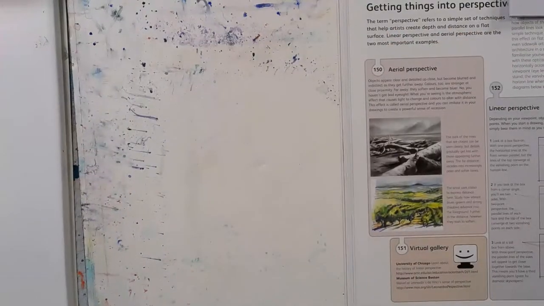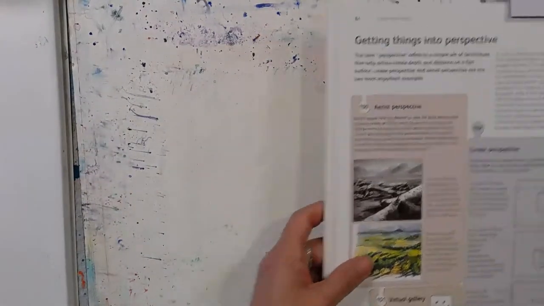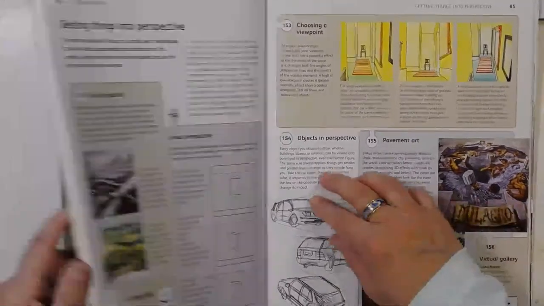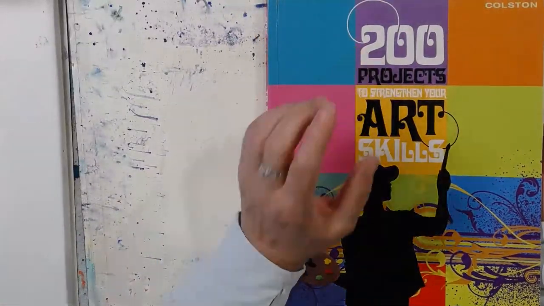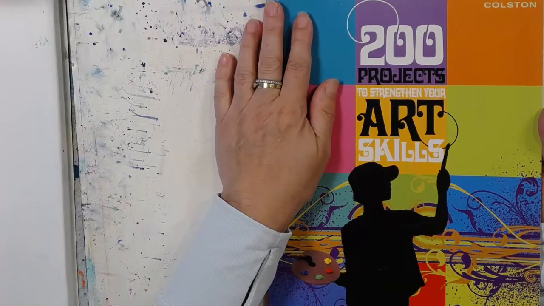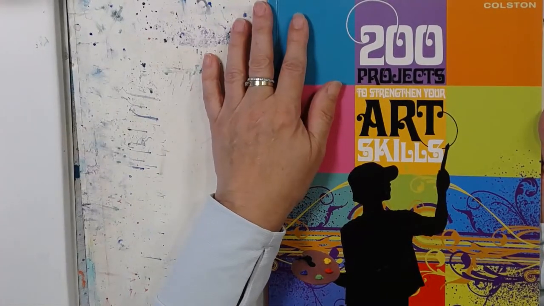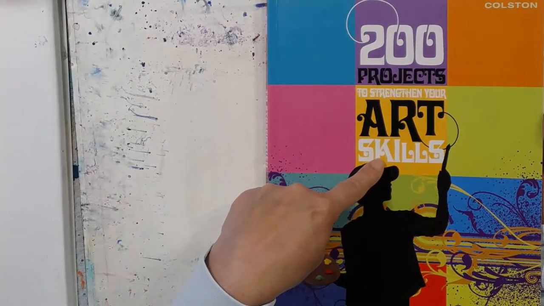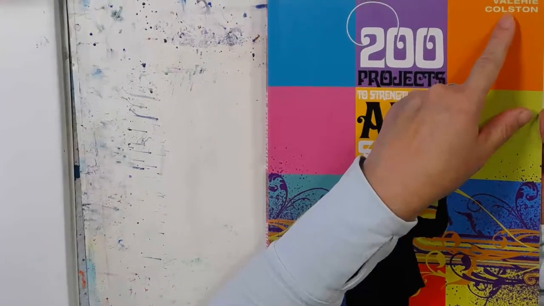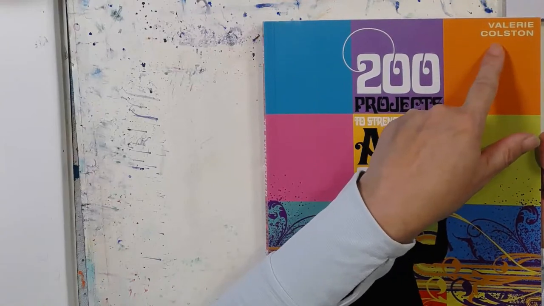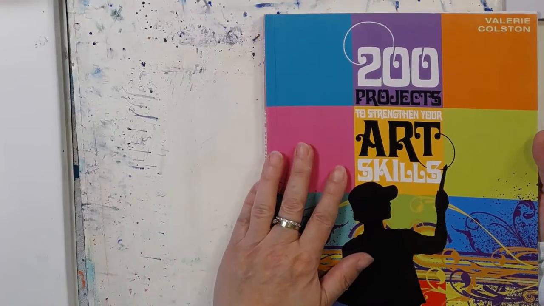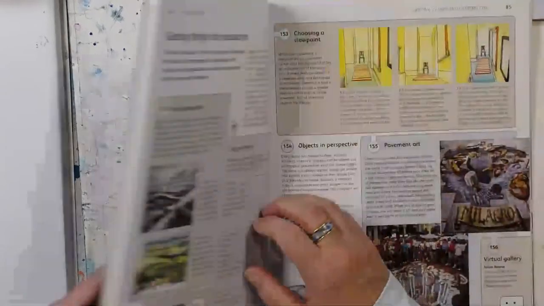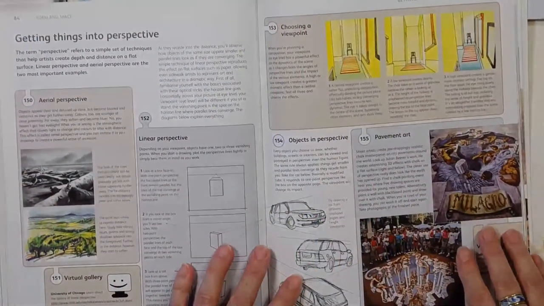Okay, I can get rid of that book. I did have this other book, so moving that one over. This book is called 200 Projects to Strengthen Your Art Skills. I love this book. I come back to it, I reckon, every 6 months. This one's by Valerie Colston. I should do a review. I'll do a little video on this book because it's absolutely brilliant for all aspects of art.